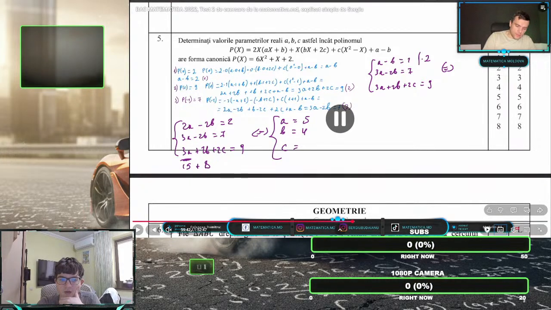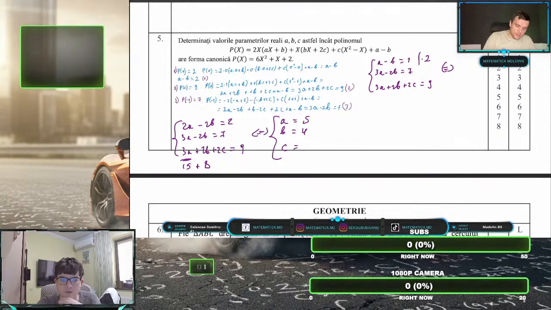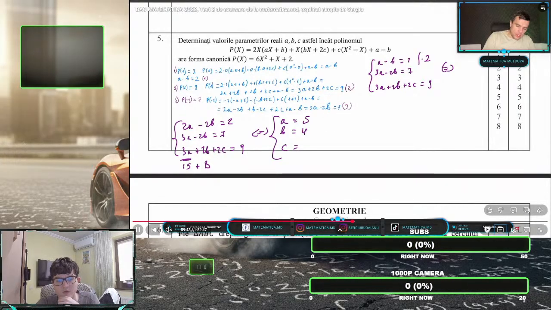15 plus 8, so she just plugged in the A and the B, so 15 plus 8, that will be 23. So we move that to the right, it's going to be 9 minus 23, and now divide that by 2, so you get what you get.